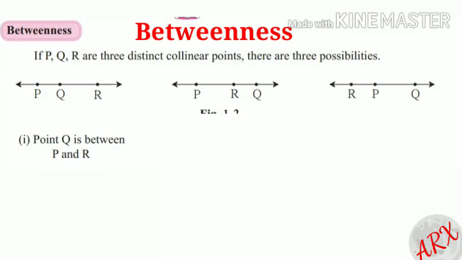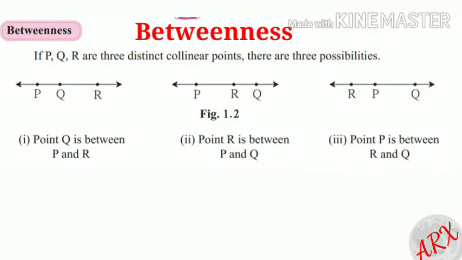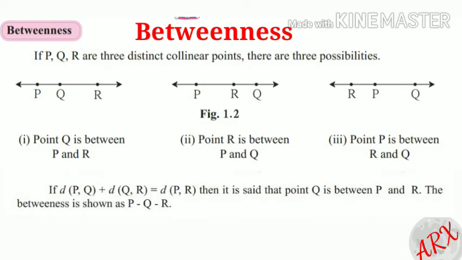Now we will see the property of betweenness. If P, Q, R are 3 distinct collinear points, then there are 3 possibilities. First possibility, point Q is between P and R. Second, point R is between P and Q. And third, point P is between R and Q. Now for the first possibility, if distance PQ plus distance QR equal to distance PR, then it is said that point Q is between P and R. Hence the betweenness is shown as P-Q-R.